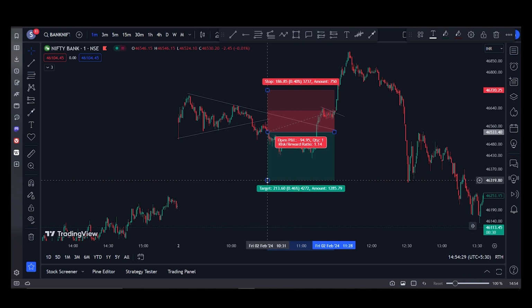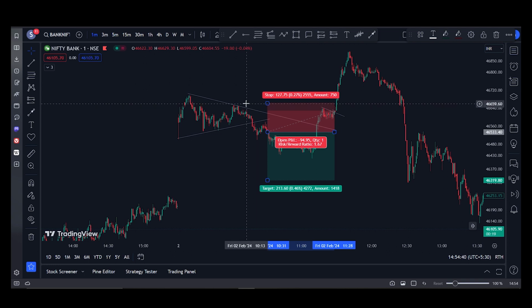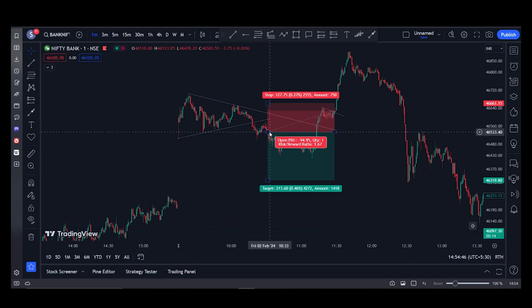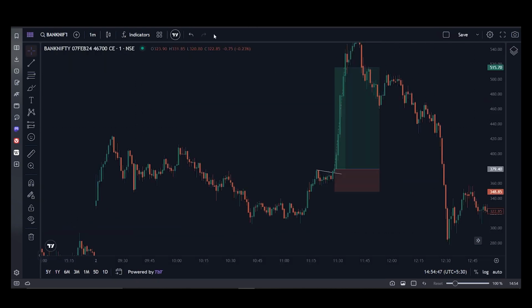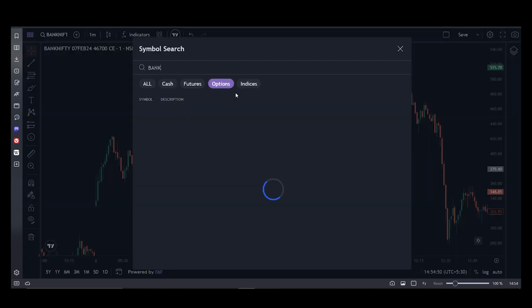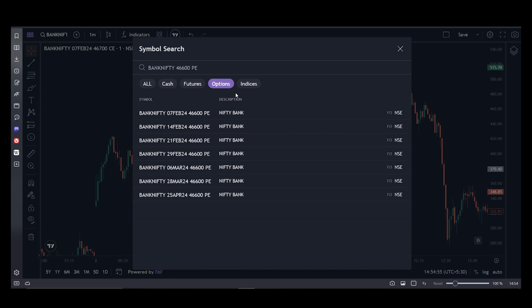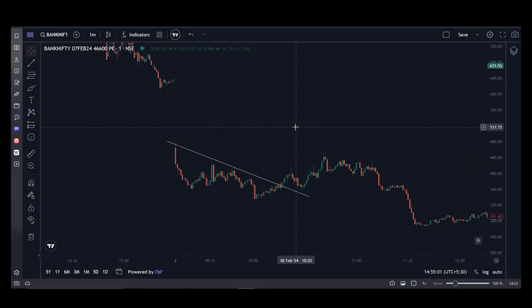If the retailers are very smart, they might have kept the stop losses above this swing high, and some impatient retailers might have kept the stop losses above this other swing high. Now let us analyze. Imagine if you had taken this trade. This level is 46,500, so the in the money option will be the 46,600 put. Let us analyze Bank Nifty, 46,600 put, 7th Feb expiry. Yes, this was the setup.